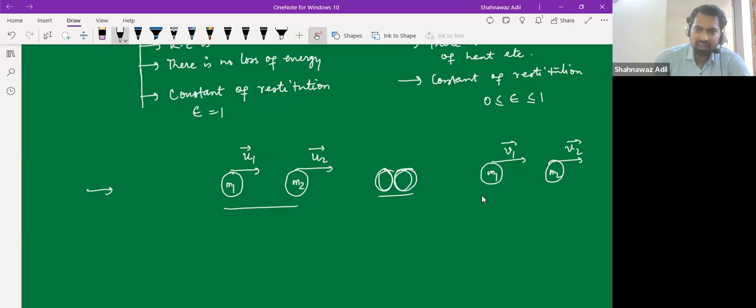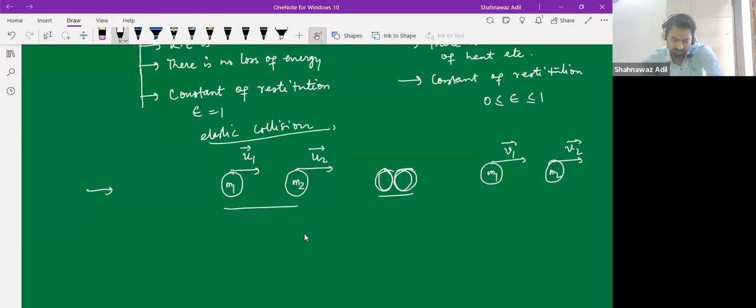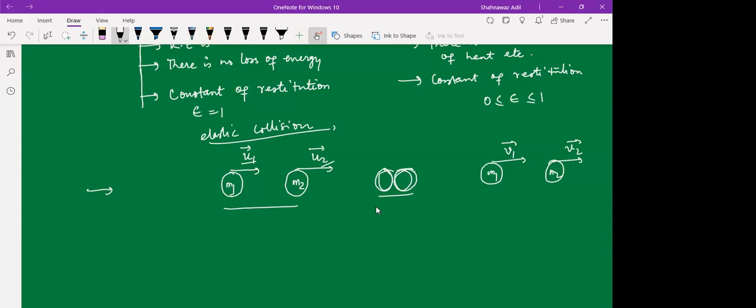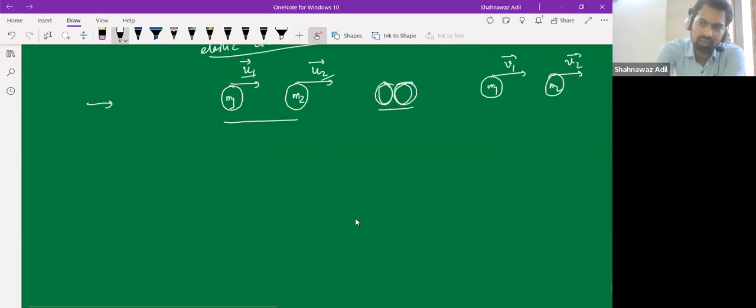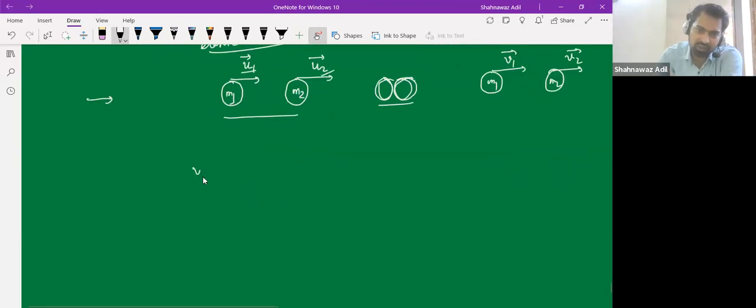Now what are the things that you already know? You know u1, you know u2, you know m1 and you know m2. Then you have to find out, in the collision, what would be these velocities. So you have to find out v1 and v2. This is the thing that you calculate.